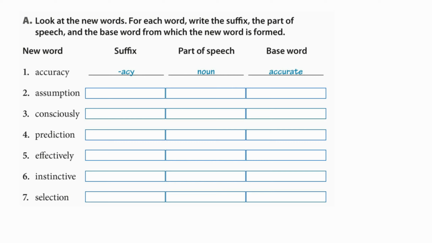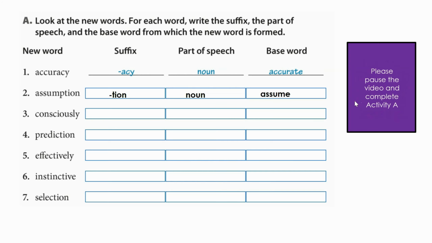So we have, for example, accuracy. The suffix is -acy. The part of speech is the noun, and the base word is accurate. Number 2, assumption. The suffix is -tion, and -tion is a sign of a noun, so the part of speech is noun, and the base word is assume. Please pause the video and complete activity A. Try and use a dictionary to look up some of these words.